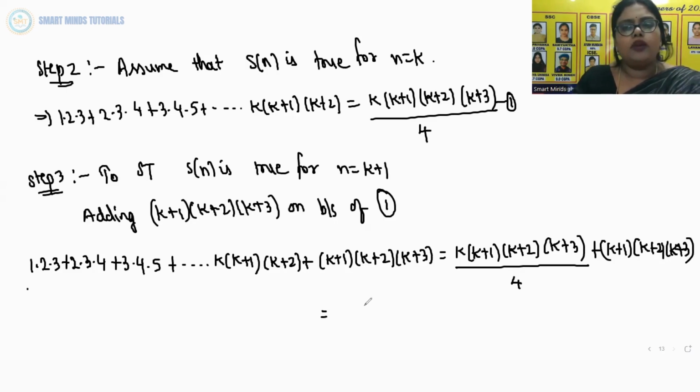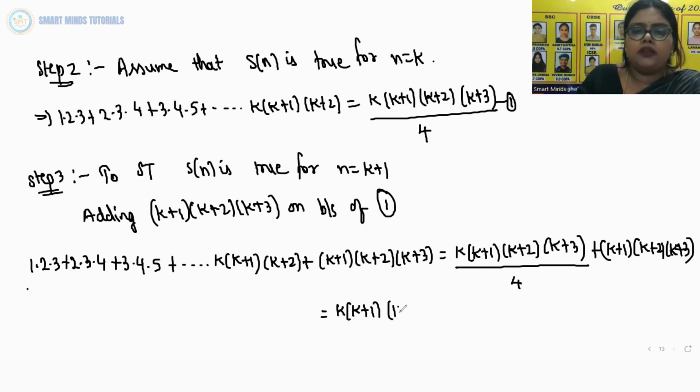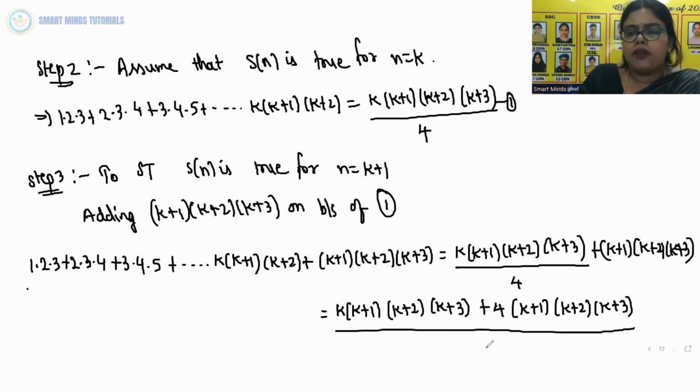Now we will take only RHS and we will start proving it. So we will take the LCM here. So LCM is k into k plus 1 into k plus 2 into k plus 3 plus, how to take LCM? You cross multiply. So 4 into k plus 1 into k plus 2 into k plus 3 whole divided by 4.